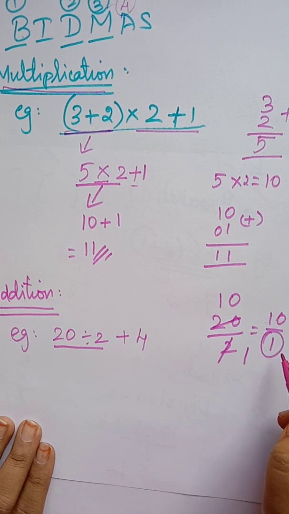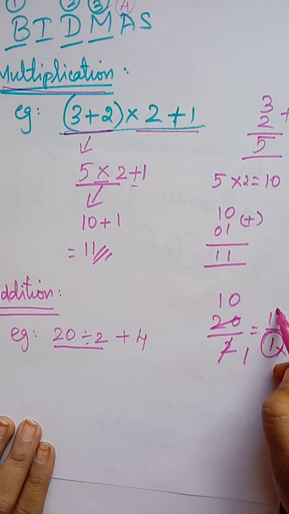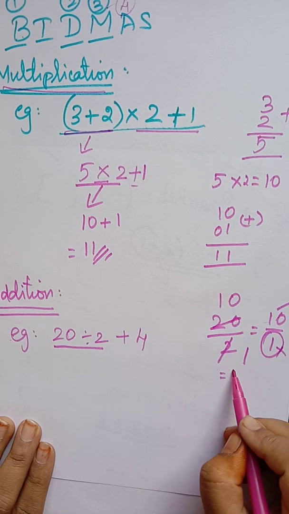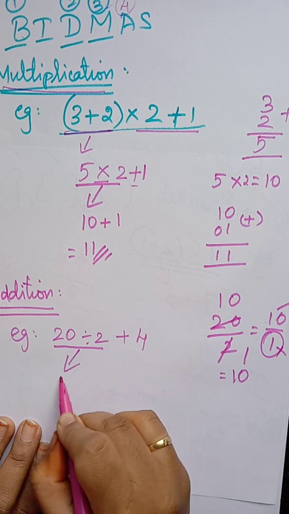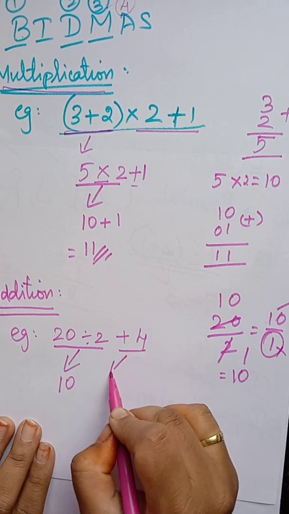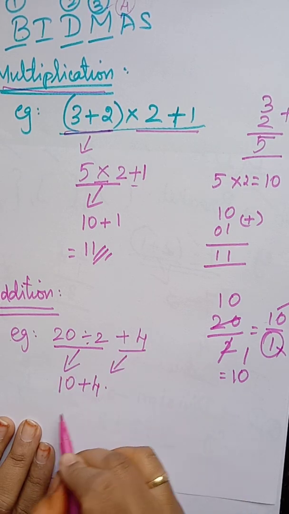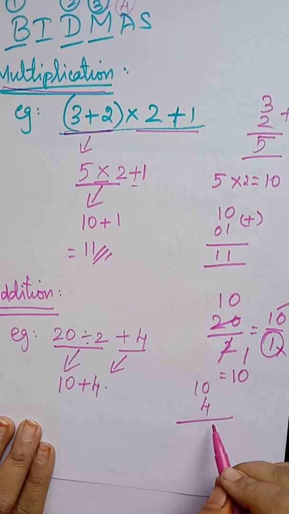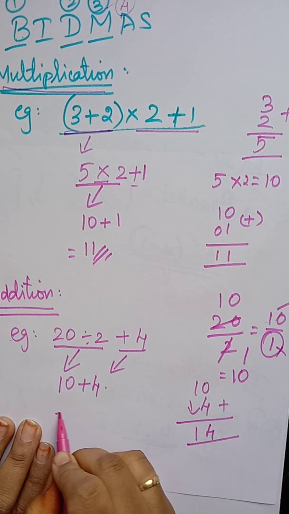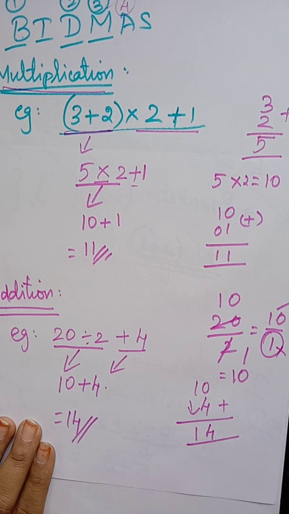I already told you, if you have 1 in the denominator, you can just leave it and write the numerator alone, that is 10. You can replace it here as 10, then the remaining number should be written as it is, that is plus 4. Now 10 plus 4 equals 14. So here also we have to see the rules and do it with the help of the rule.